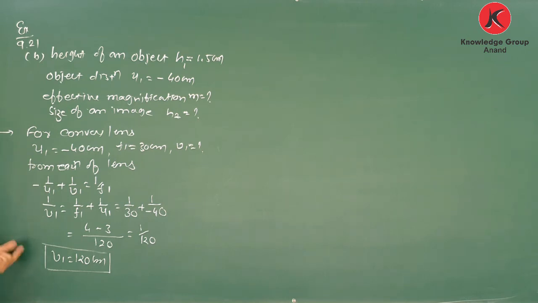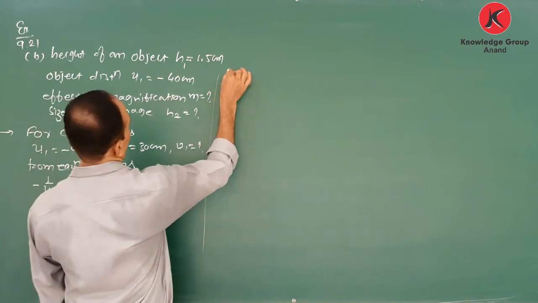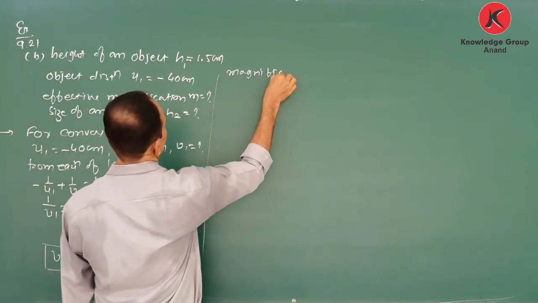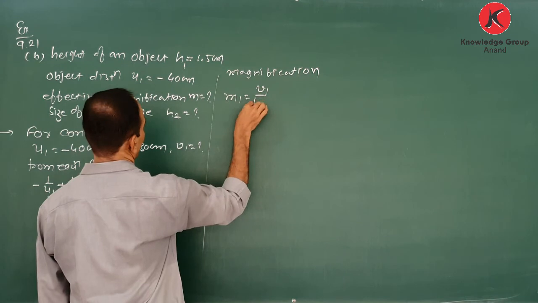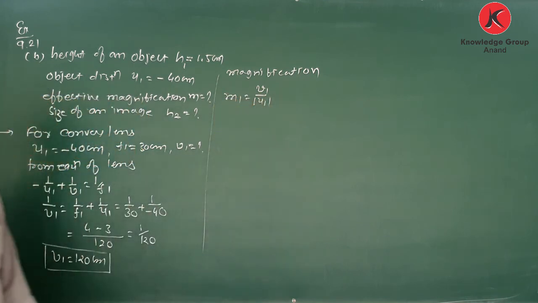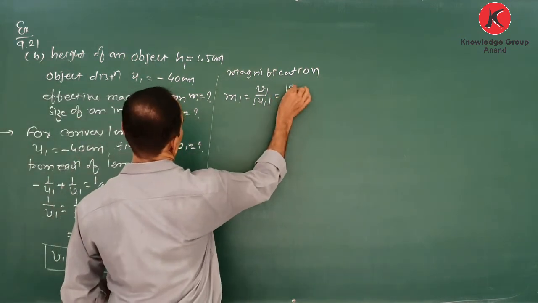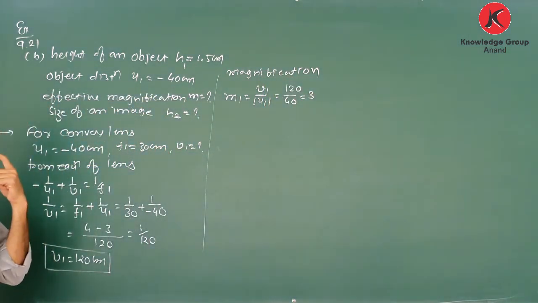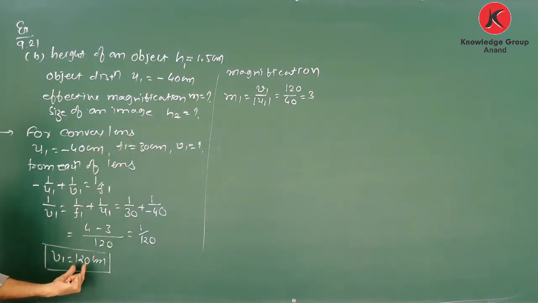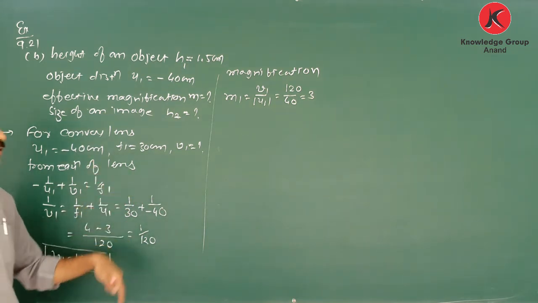And now, what is the magnification? What is the magnification by a convex lens? Therefore, magnification M1 is equal to v1 upon the magnitude of u1. Here we only consider the magnitude of magnification. Therefore, 120 upon 40, that means 3 is the magnification. Now, whatever image is formed by the convex lens acts as a virtual object for the second lens, that means the concave lens.